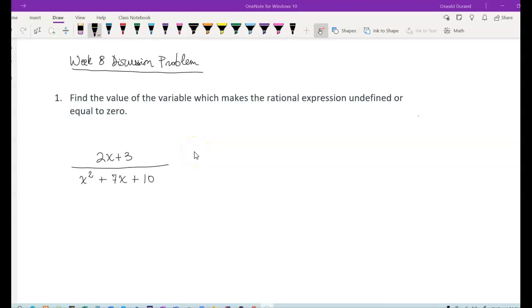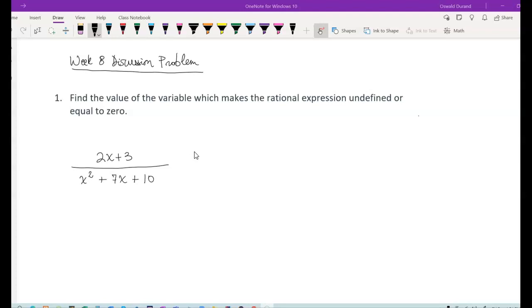All right, hello everyone. I want to discuss the discussion problem for this week, and I think the second prompt is to find the value of the variable which makes the rational expression undefined or equal to zero. So you basically have the choice to do one or the other. Okay, you don't have to do both. But anyway, I just want to kind of do both.